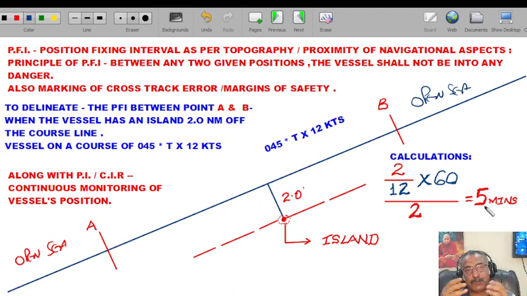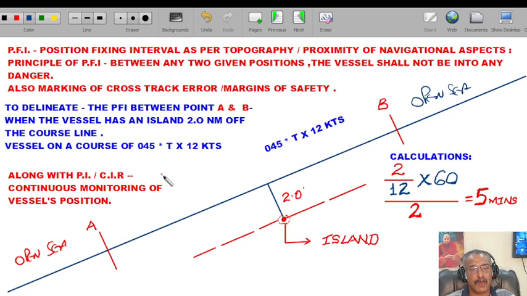Now the next question to ask: if the PFI is 5 minutes, it's not humanly possible, especially if you have traffic, fishing traffic or some other constraints. Then it shall be demonstrated by the continuous monitoring of the vessel's position by PI or CIR. So these are the tools we can use in our favor.